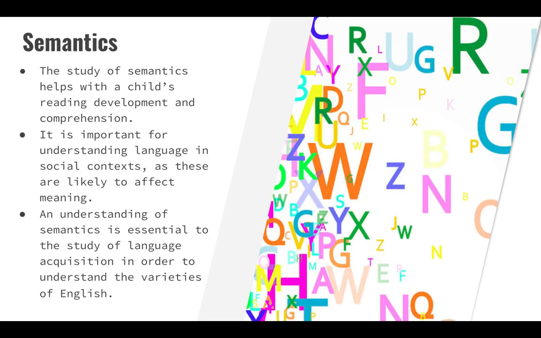Semantics. The study of semantics helps with a child's reading development and comprehension. It is important for understanding language in social contexts, as these are likely to affect meaning. An understanding of semantics is essential to the study of language acquisition in order to understand the varieties of English.